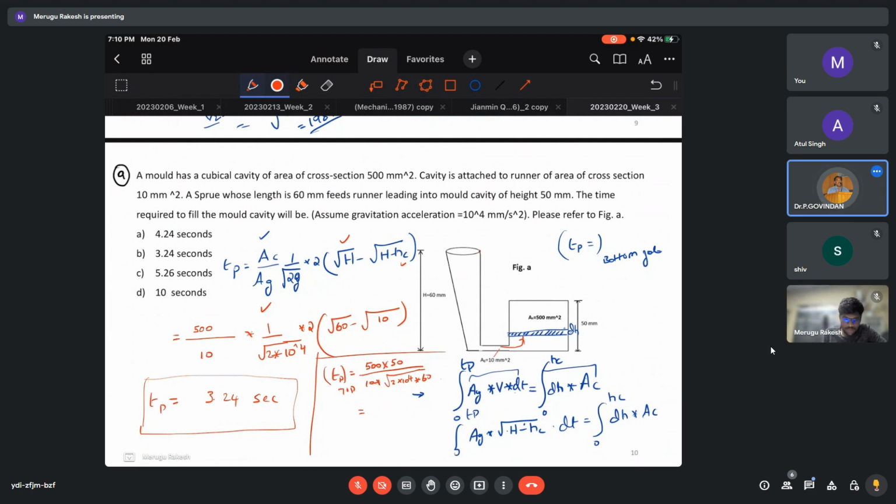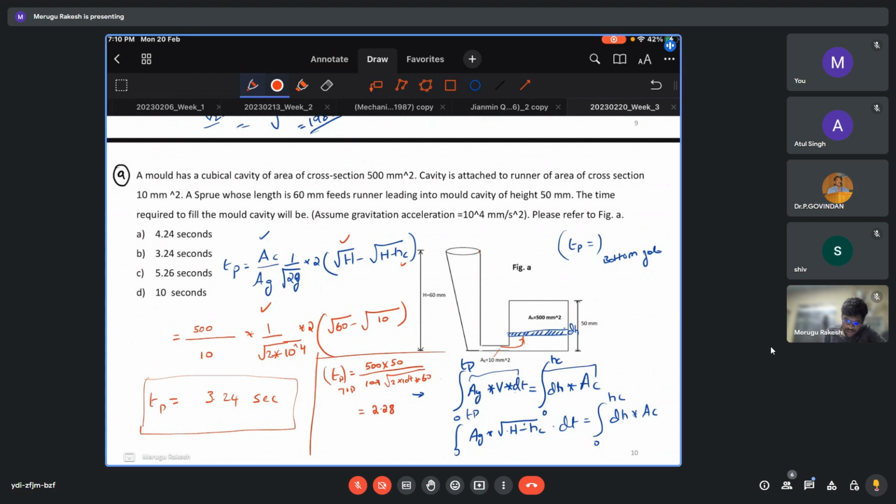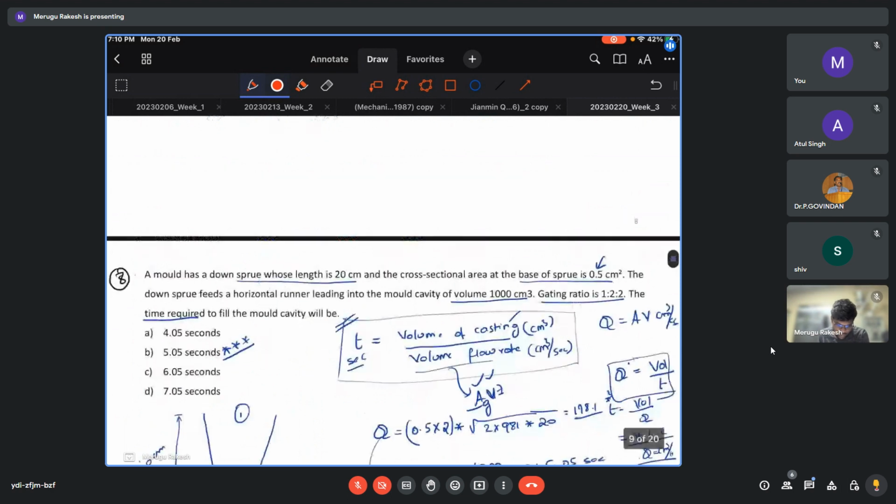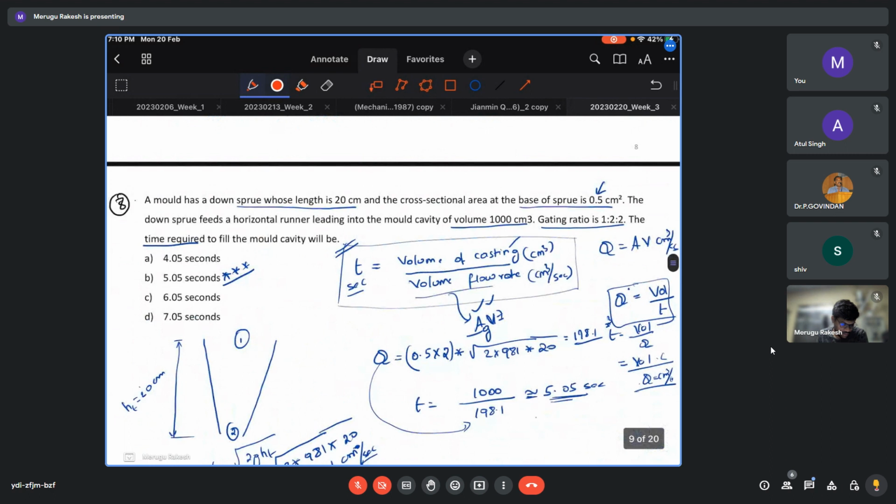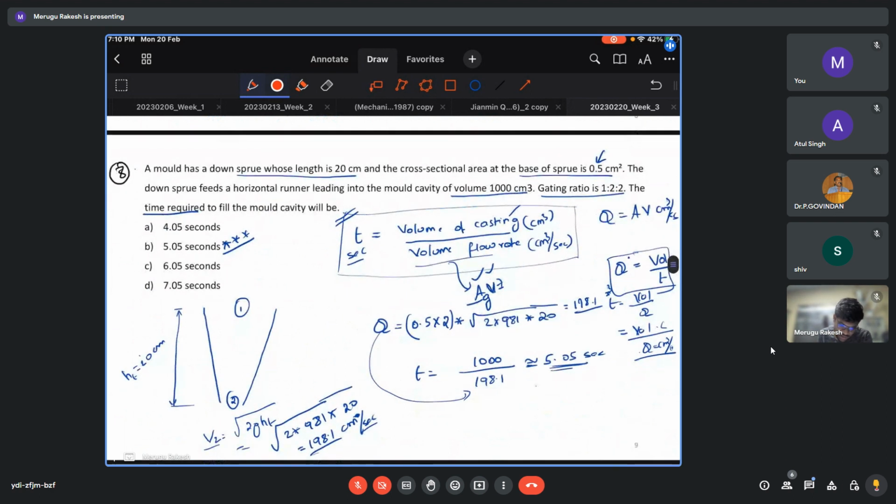If it is not mentioned in the problem, what will we do? If nothing is mentioned, you can go for the top gating system. Like in this case, the question didn't mention anything, so we directly went for top gating.